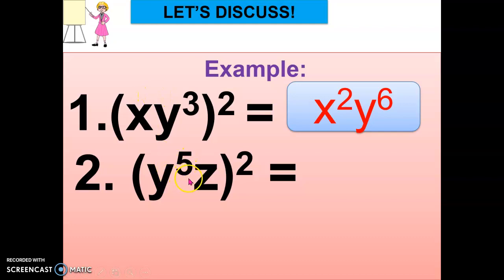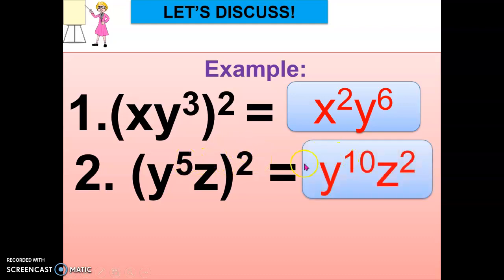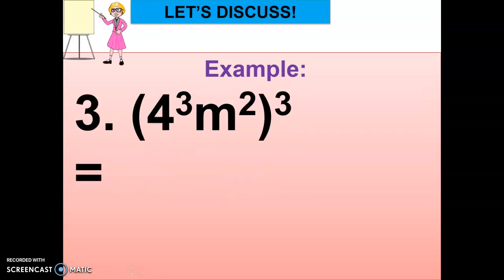Okay? So, ganun din sa second example. Ang z, understood na may 1. So, 1 times 2 is 2, 5 times 2 is 10. So, kaya po naging y raised to 10, z raised to 2. Third example, as usual, meron na po tayong numerical, leading numerical coefficient. Ayan.